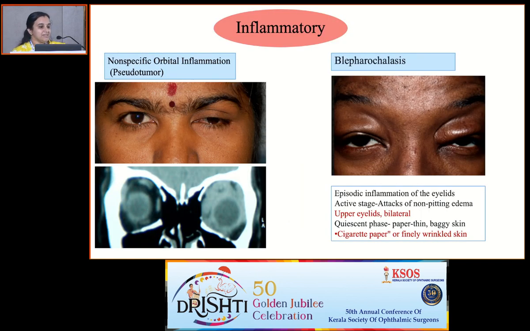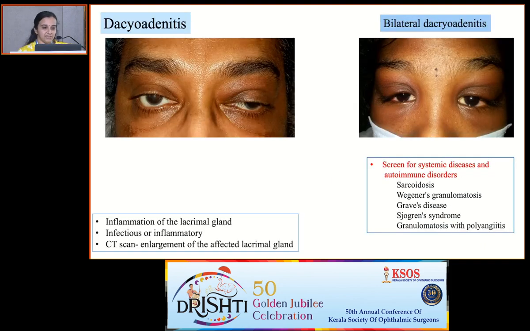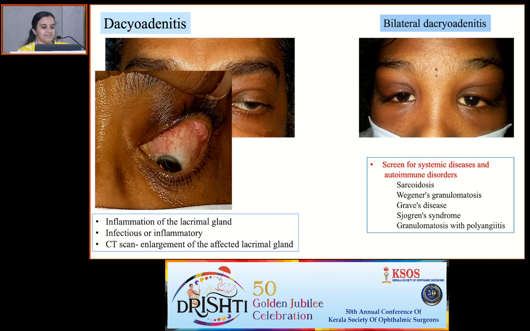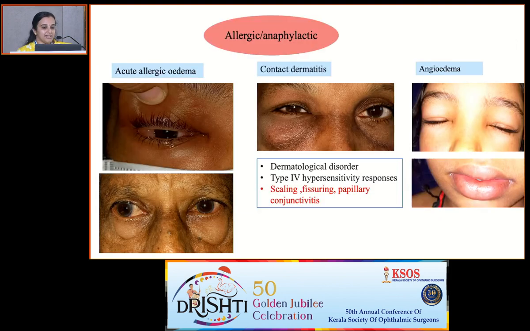Coming to inflammatory causes. Pseudotumor is an orbital inflammation without any identifiable systemic or local causes, and blepharochalasis is a rare episodic inflammation of the eyelids, which is characterized by stages of acute attack of non-pitting edema followed by a quiescent stage of cigarette paper like thin skin. Patients with dacryoadenitis will have inflammation, redness and swelling more towards the superior lateral aspect of the orbit. And whenever there is bilateral dacryoadenitis, try to rule out various underlying systemic or autoimmune conditions.